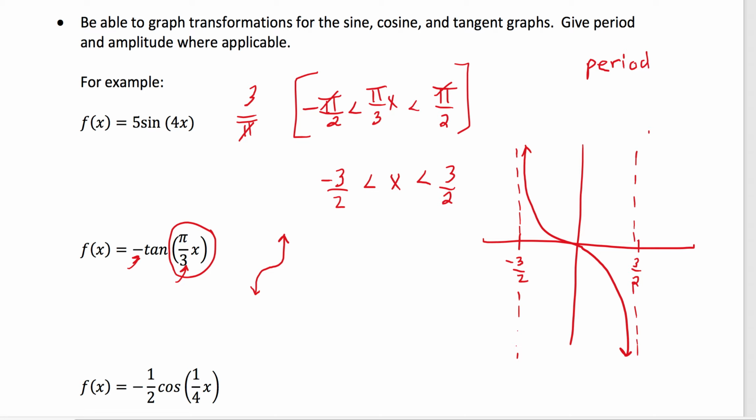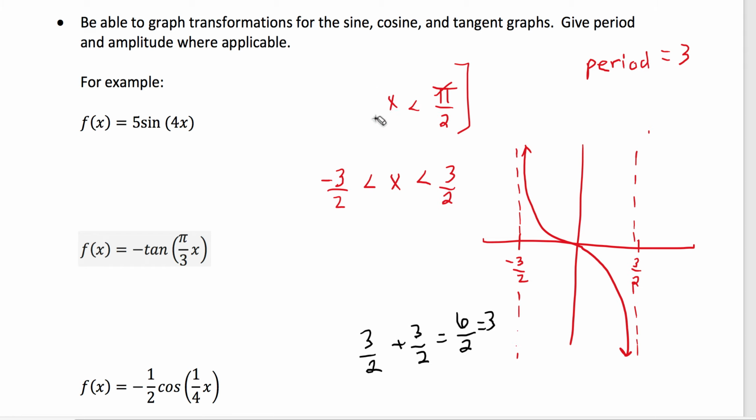So this distance right here is 3 over 2, and this distance is also 3 over 2. And when I add them together, 3 plus 3 is 6 over 2, so that gives me a period of 3. And there is no amplitude when we're talking about a tangent graph because the graph goes up to infinity and down to negative infinity.